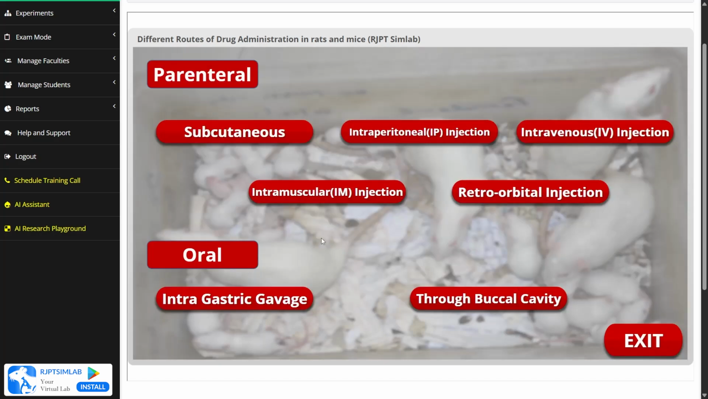Now, let's move on to the second route of drug administration, which is the oral route. The oral route contains majorly two types. The first is the intragastric gavage, and second is through the buccal cavity. Now, let's see the first, the intragastric gavage.